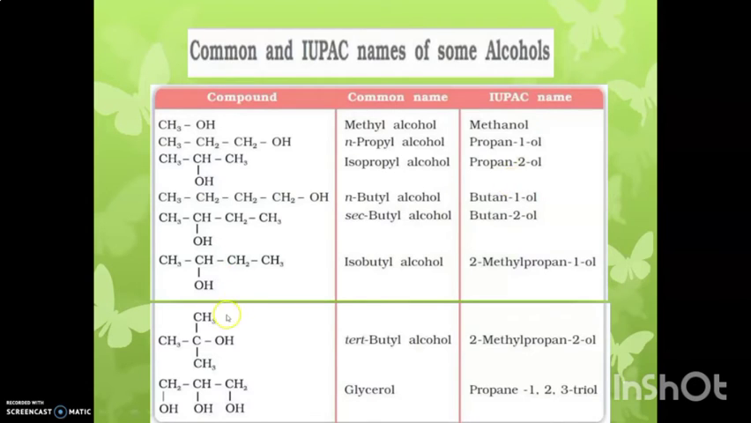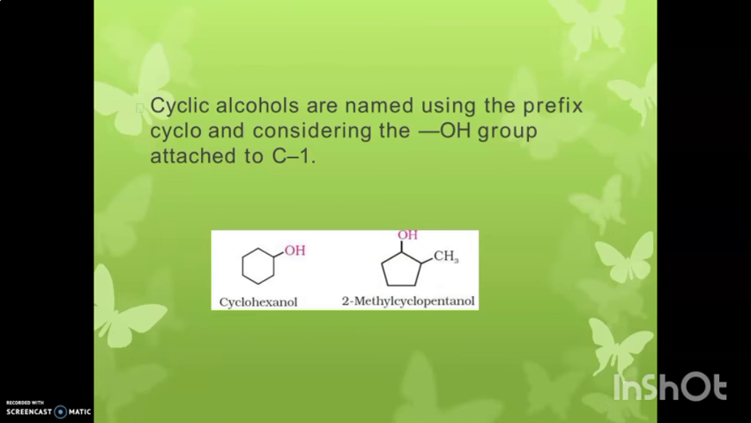Here you can see some more examples. If there are three hydroxyl groups, its common name is glycerol. And how will the name be? The name will be propane-1,2,3-triol. Similarly, you can check the examples. That is about the aliphatic alcohols, that is chain alcohols.